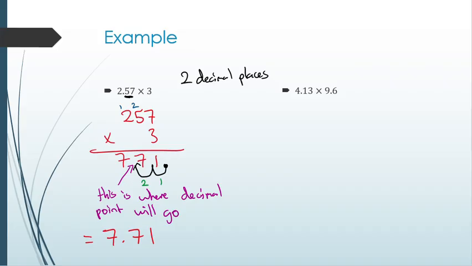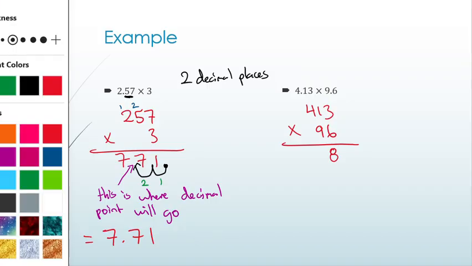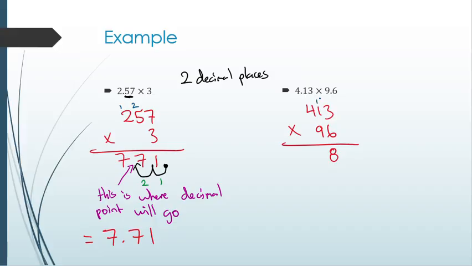Now, moving on to the next one. So 4.13 times 9.6, let's just write it out like normal. 413 times 96. Let's find the answer. 3 times 6 is 18, so put the 8 here. Carry the 1. 1 times 6 is 6, plus 1 is 7. And then 4 times 6 is 24, so put that at the end there.